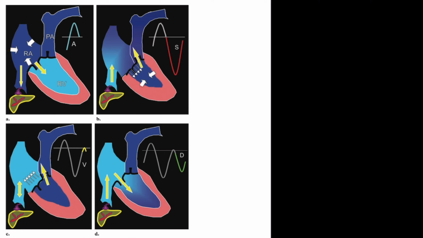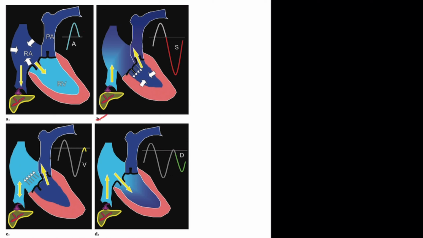So in the first figure A, we see during the atrial systole, which is followed by atrial contraction, the blood flows from the right atrium to the right ventricle through the tricuspid valve. However, there is also a portion of blood flow towards the liver, away from the heart, that is retrograde flow, leading to the retrograde A wave, which is above the baseline.